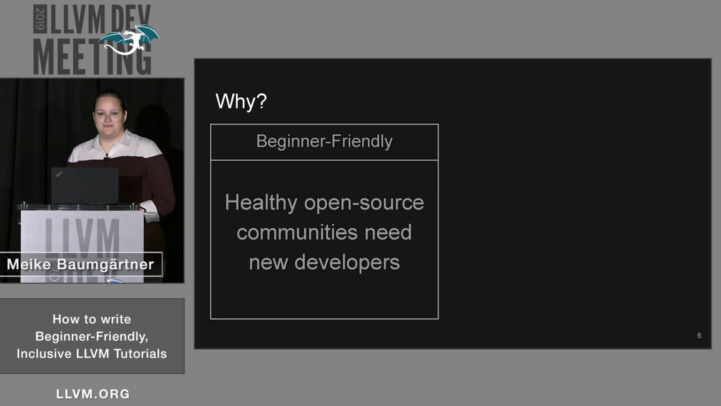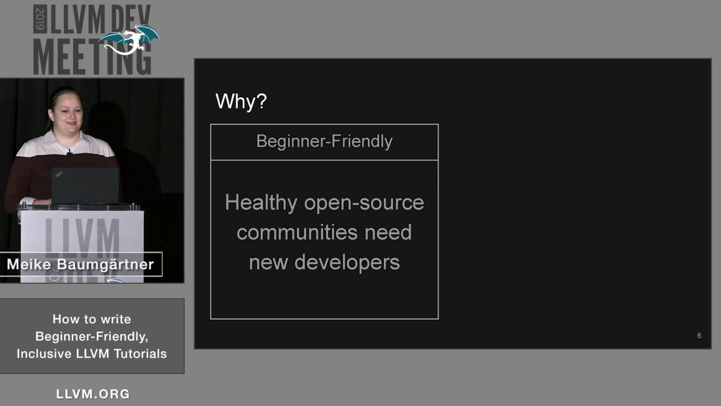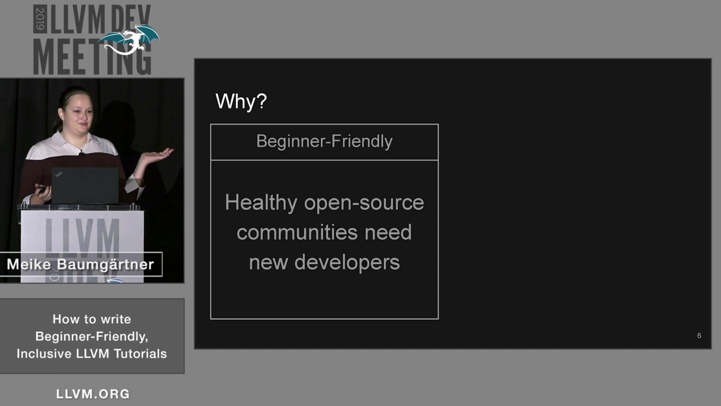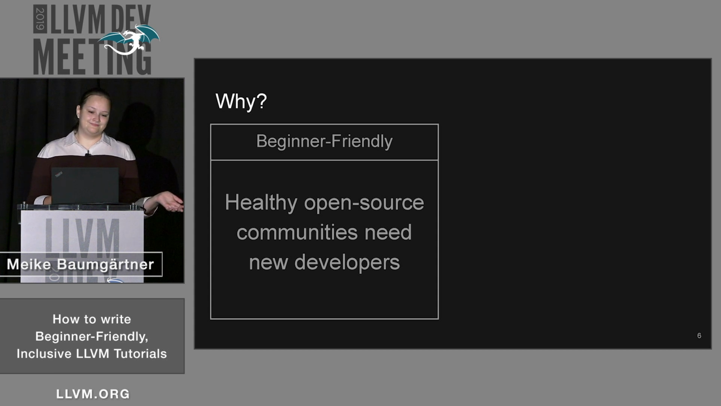And I want to elaborate a bit more about the two words I included in the title of this talk. First of all, beginner-friendly. Healthy open source communities need new developers to survive. Because people leave the community all the time, they move on to new jobs, opportunities. They change topics because they've done compilers for so long, they change to a different compiler. And if we don't want our community to die out, we need new people.